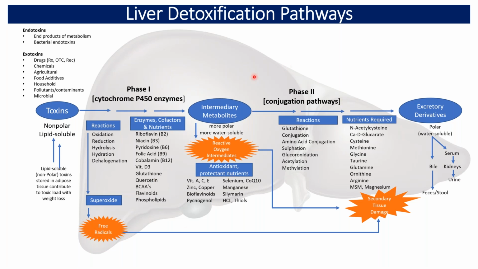As we move to phase 2, the conjugation pathways, that's glutathione conjugation, amino acid conjugation, sulfation, glucuronidation, acetylation and methylation, the nutrients required are things like NAC, calcium D-glucarate, cysteine, methionine, glycine, all of those amino acids, and especially magnesium. So that brings us back to the need for looking at NERD and the nutrient reserve deficiencies.